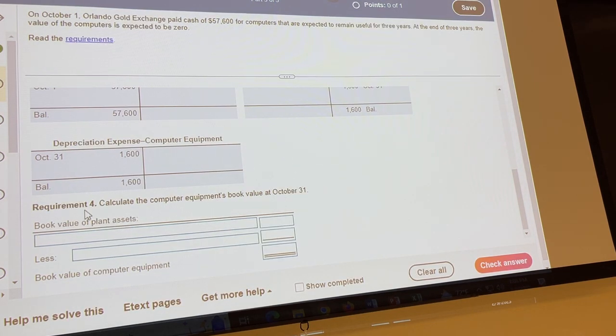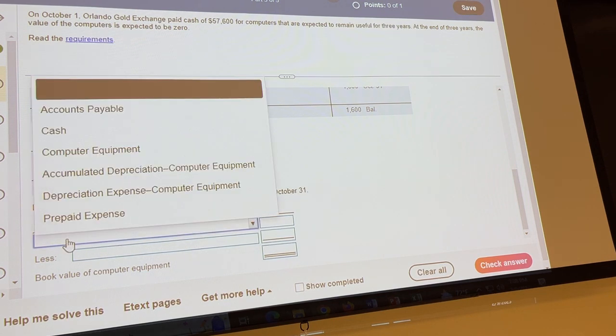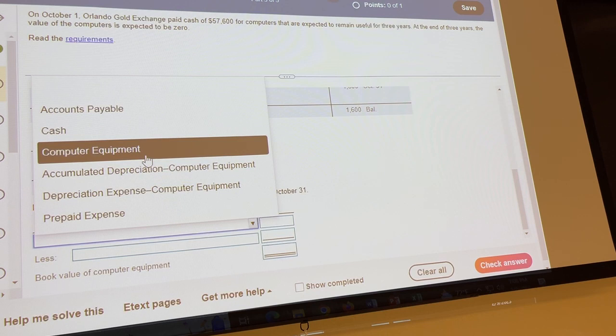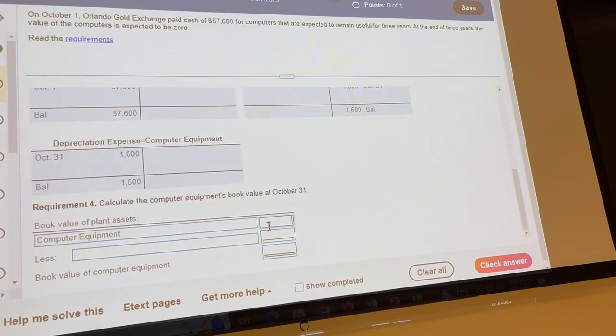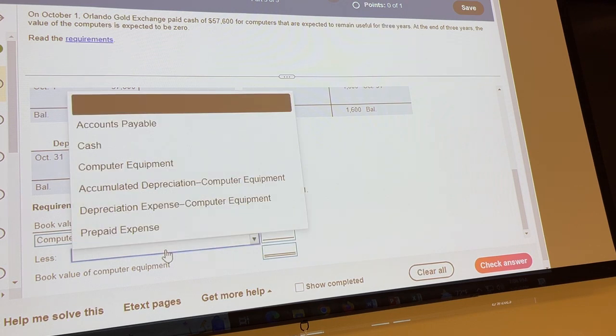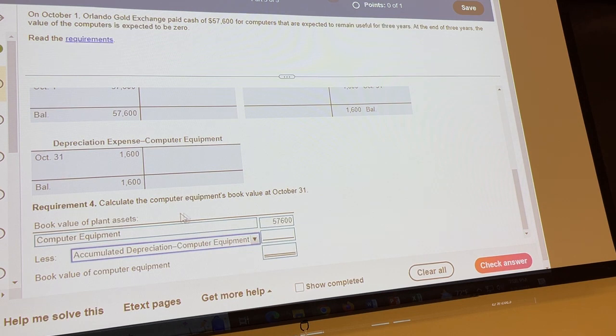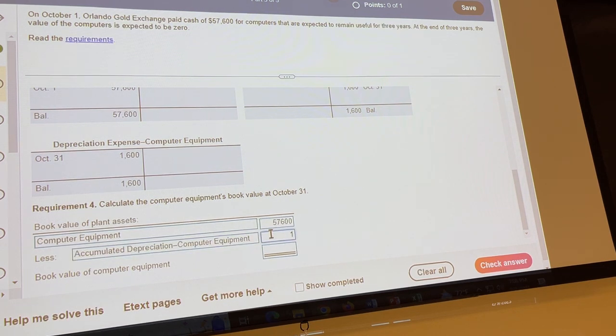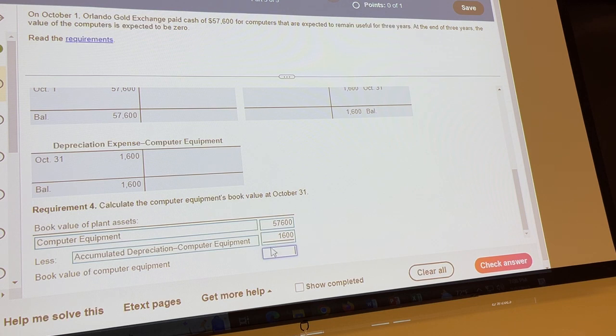And then calculate the equipment's book value. So the first label that we should put there would say computer equipment for 57,600, then less accumulated depreciation, computer equipment, 1,600, and then book value of computer equipment would be 56,000.